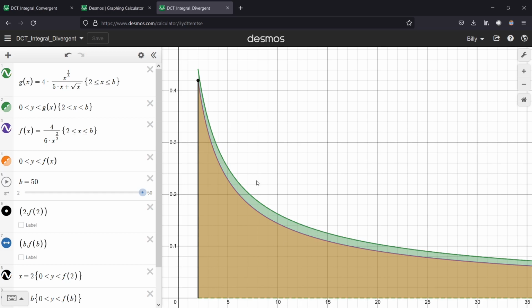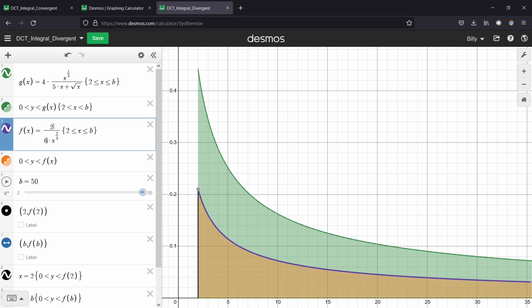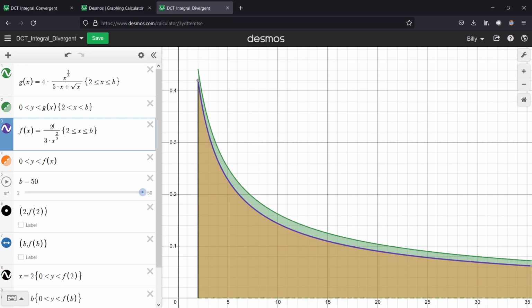Here we have two separate functions, the green function and a purple function. The green function is the complicated unknown function that we started out with, and the purple function is the comparison function of 4 over x to the 2/3, or 4 over 6 times x to the 2/3. I'm just going to change it to 2/3 just so that it exactly matches up with what we did.